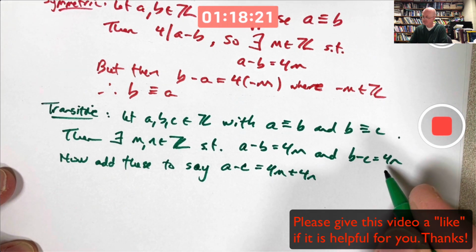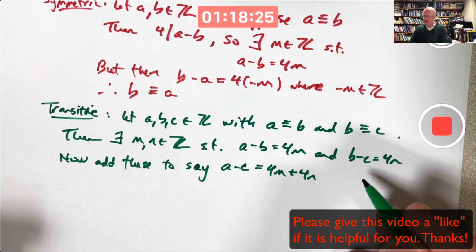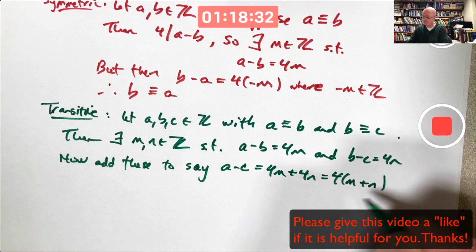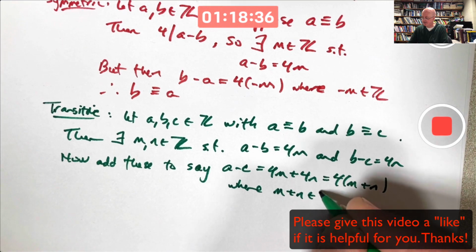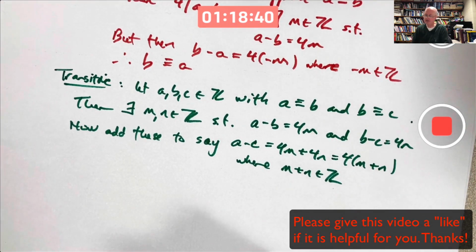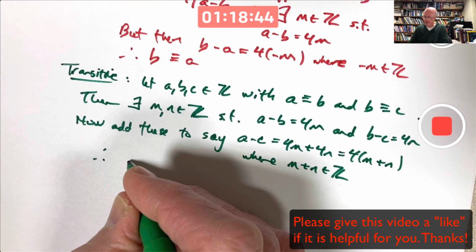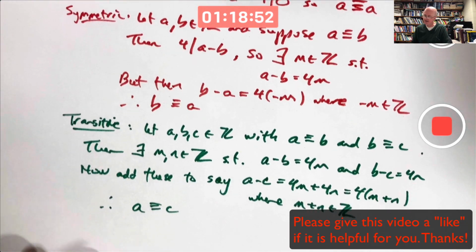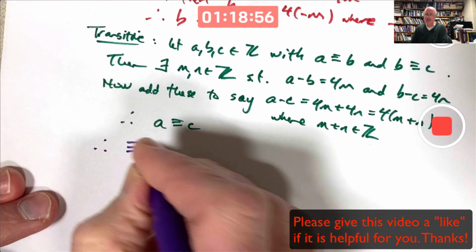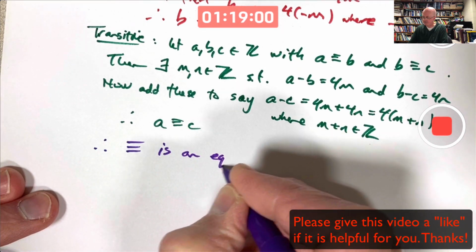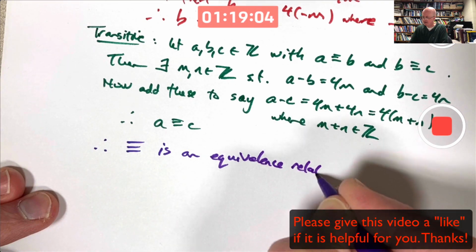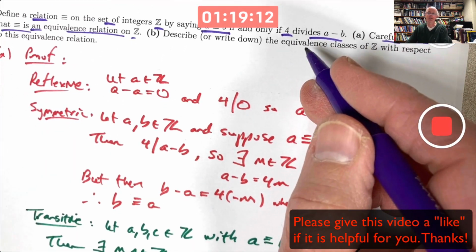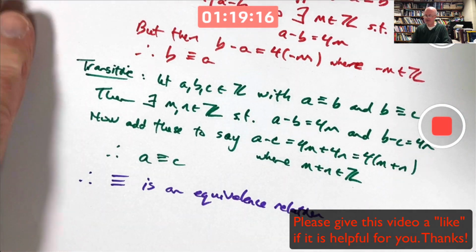If you add these two equations, A minus B plus B minus C, the b's cancel, and you're left with A minus C. Add 4m and 4n, and that's the same as 4 times, in parentheses, m plus n, where m plus n is an integer because the integers are closed under addition. The integers are a group under addition. Therefore, A is equivalent to C. And these 3 things that I've just proved are enough to say that this relation is an equivalence relation. The one we defined where I used 4 here. The 4 is arbitrary. Could pick 5, 6, 2. Okay, I picked 4. In part so that part B is manageable.